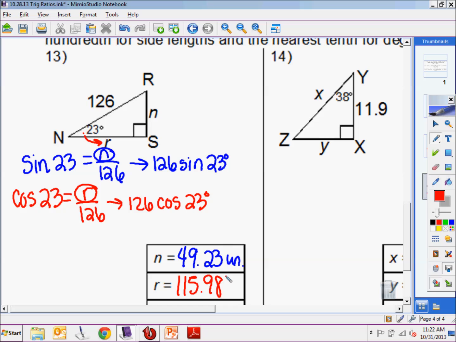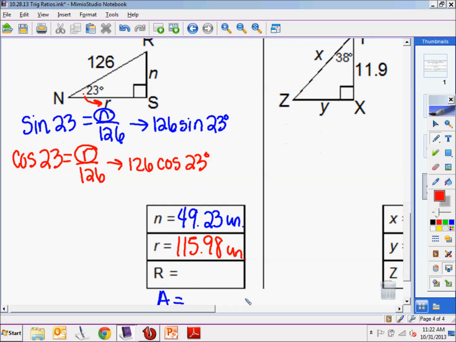I didn't mean to write the degree symbol. I meant to write unit. Okay? Almost done. What do we have left? Angle R. So how many ways can we solve for angle R? You already know your 90 and your 23, so just add and subtract.